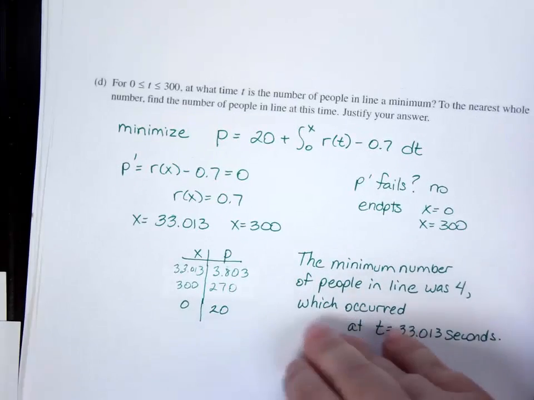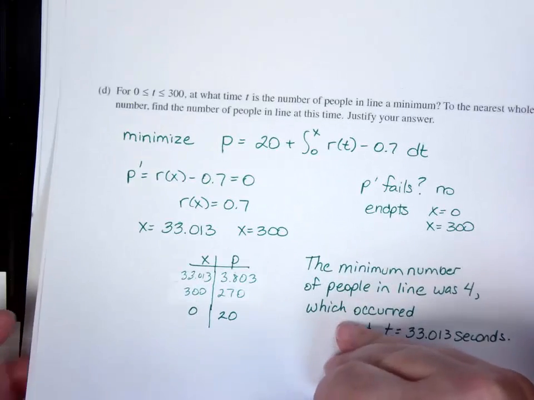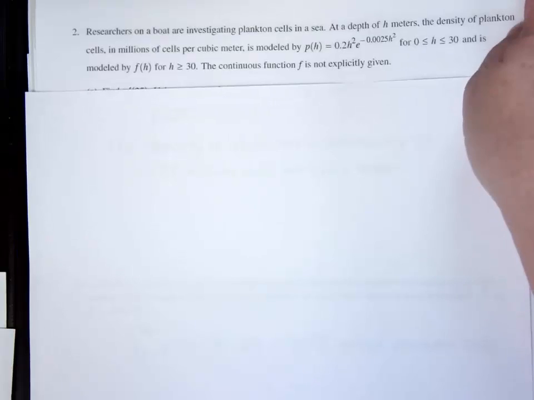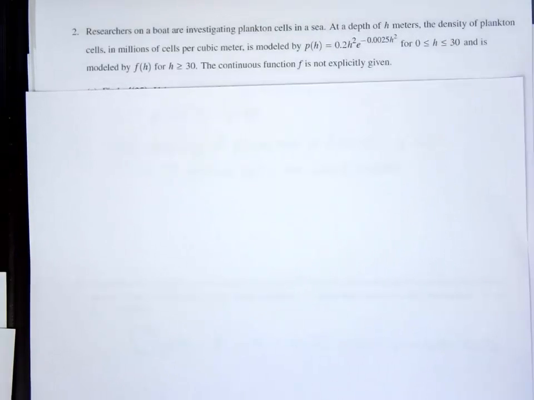All right, question number 2. Get the pages to separate. There we go. This one is the Plankton question. Researchers on a boat are investigating plankton cells in the sea. At a depth of h meters, the density of plankton cells in millions of cells per cubic meter is modeled by the function p of h for 0 to 30 on h, and modeled by f of h for h greater than 30. The continuous function f is not explicitly given.